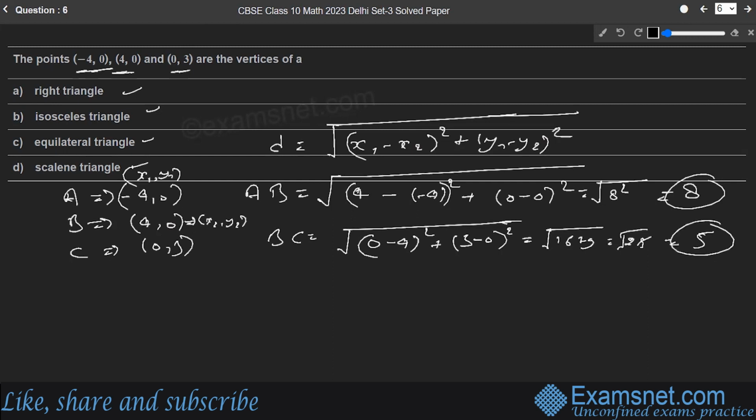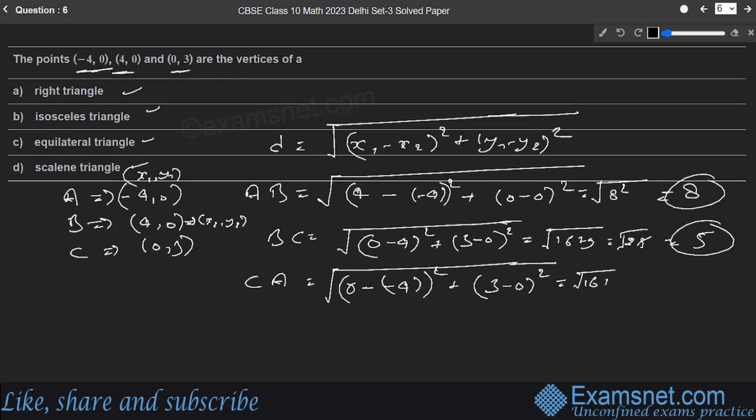Let us have the third side, that is CA: the square of the difference of the x coordinate, that is 0 minus minus 4 whole square, plus the square of the difference of the y coordinate, 3 minus 0 whole square. So it gives us root of 16 plus 9 again, which is root 25, and which is again nothing but 5 units. So as you can see, BC is equal to CA.